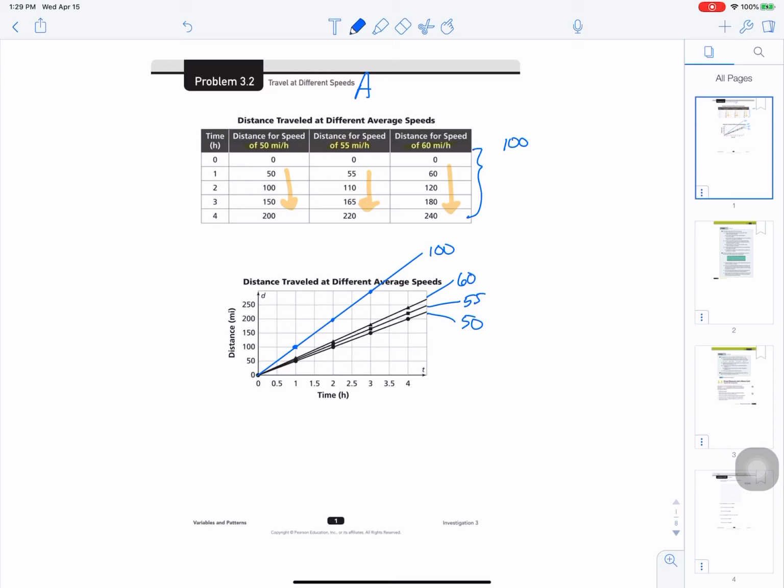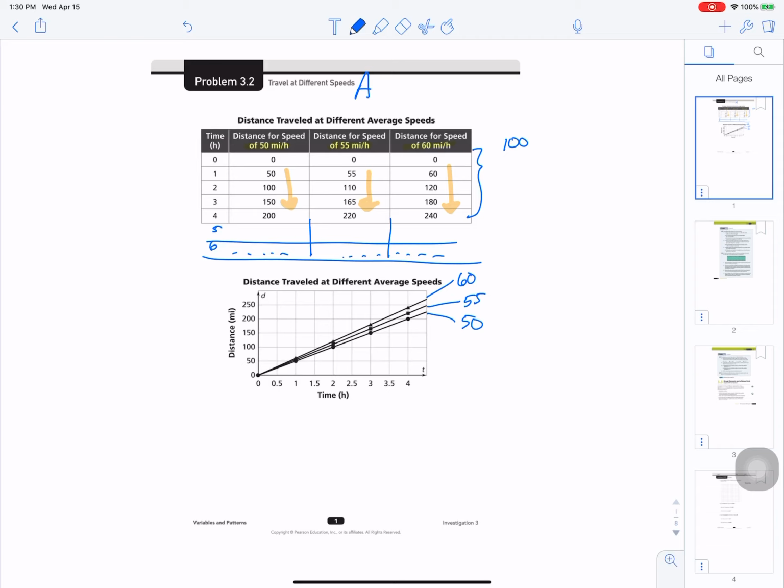Now, there was the question of if you were at a time of 6 hours, how could you use the table, the graph, or the equation to find the distance? So the only way you could do that with the table is to continue the table on and get to 6 hours. Let me erase those things. You'd have to continue the table and then just find out what is here for 6.